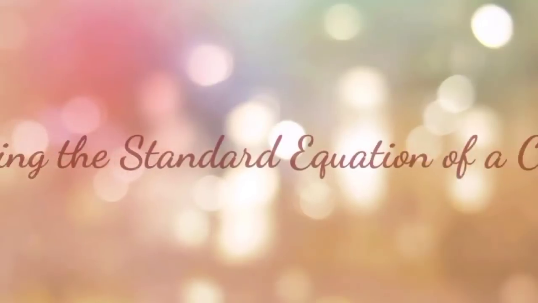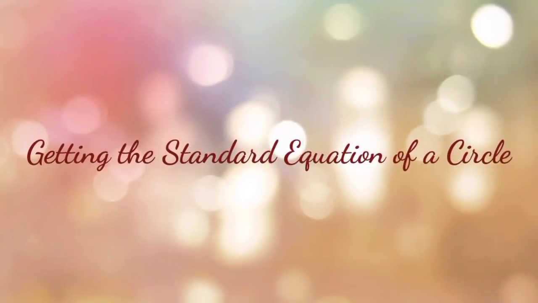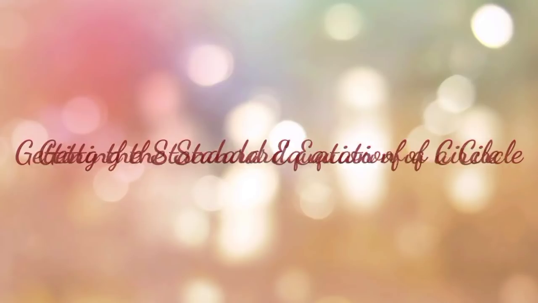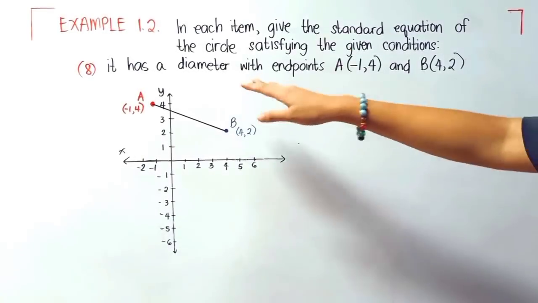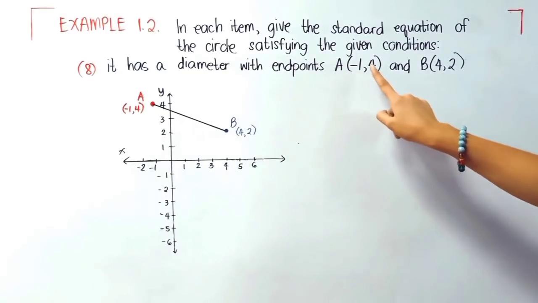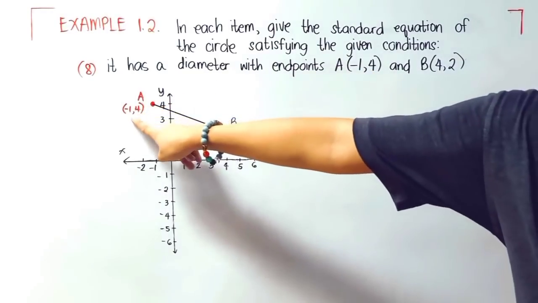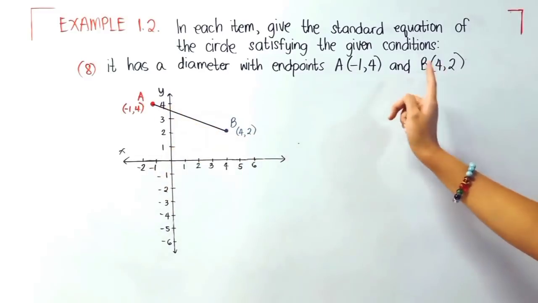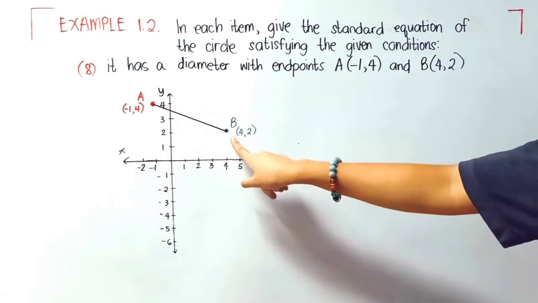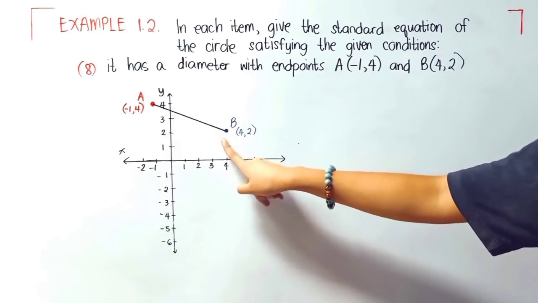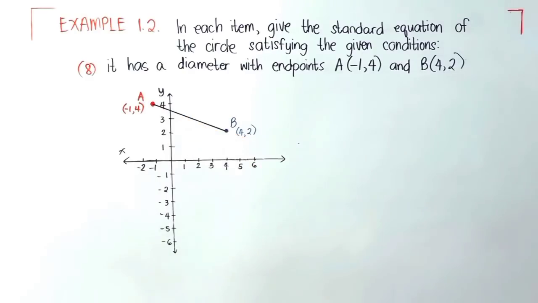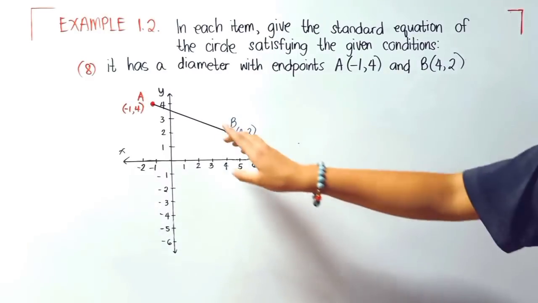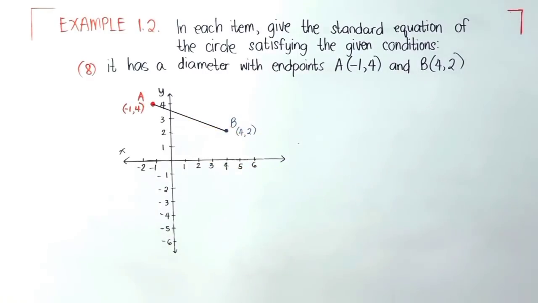We are still on getting the standard equation of a circle. We are now on problem 8. It has a diameter with endpoints A, negative 1, 4, it's in this point, and B, 4, 2, it's in this point. So these are the two endpoints of our circle, and in the middle portion here, we will be getting our center.